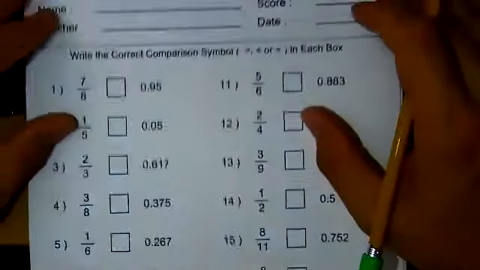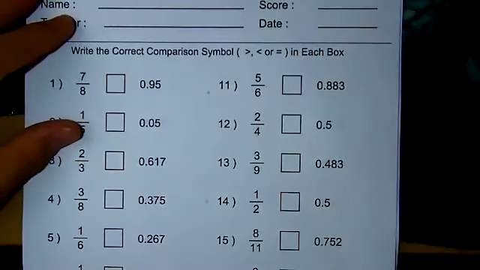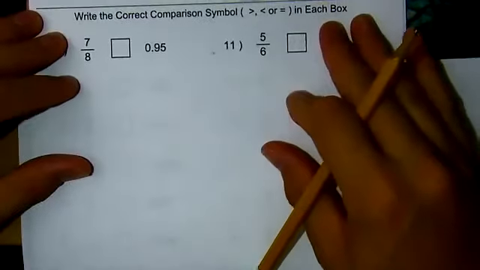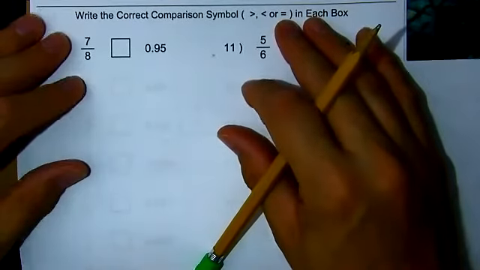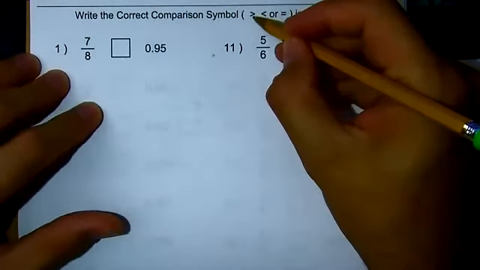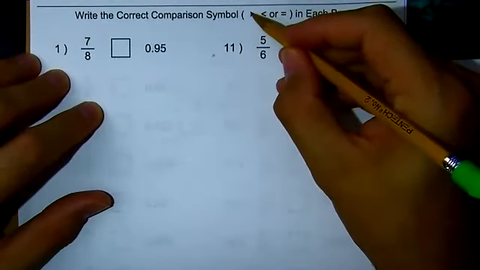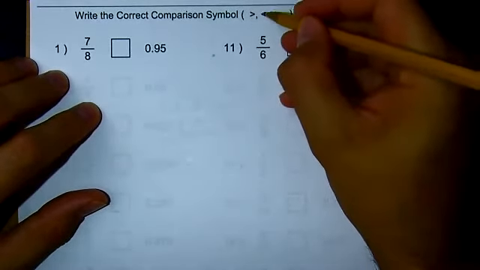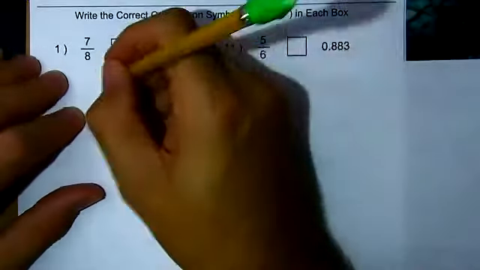Now, comparing fractions with decimals. Same thing. You just have to deal with two numbers. You do have to know what these mean, though. Remember, the open end always goes towards the larger number. So this is your greater than symbol, your less than symbol, or your equal symbol.